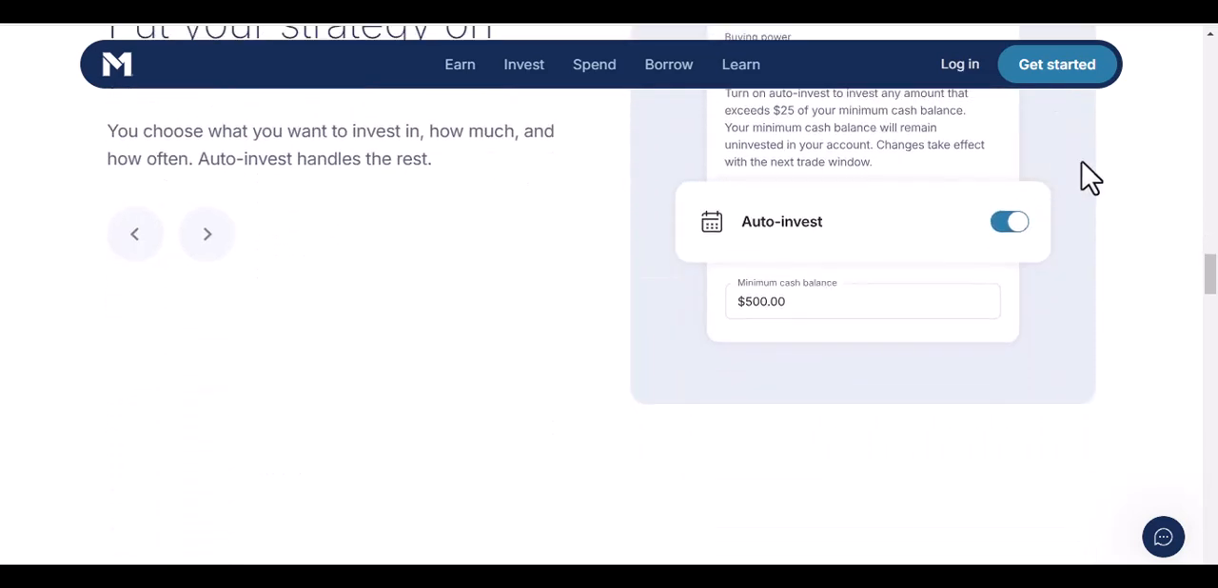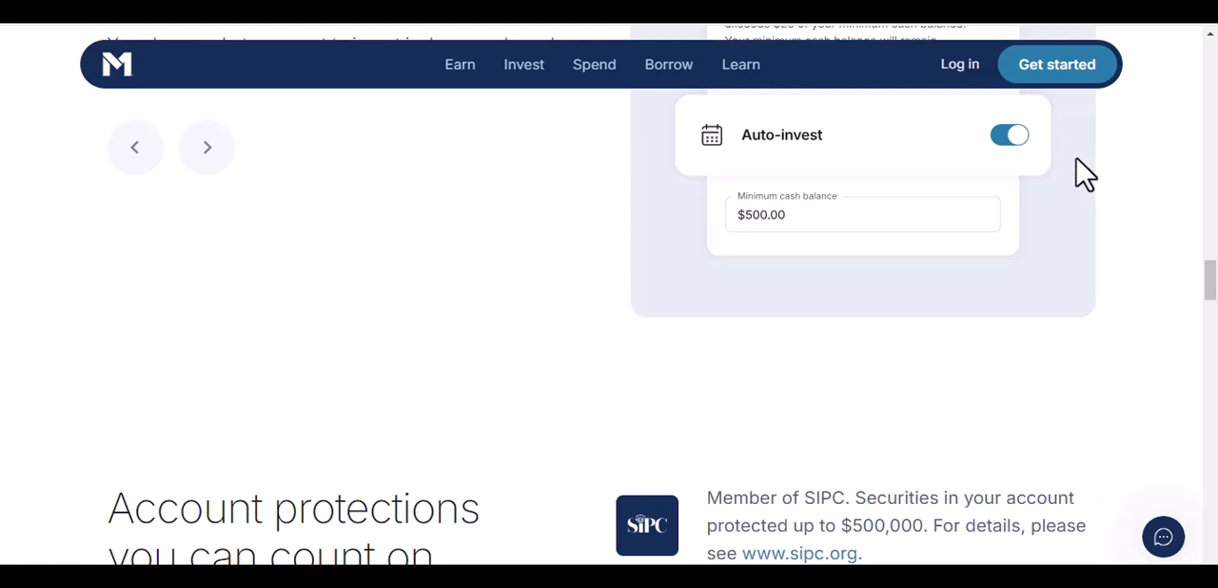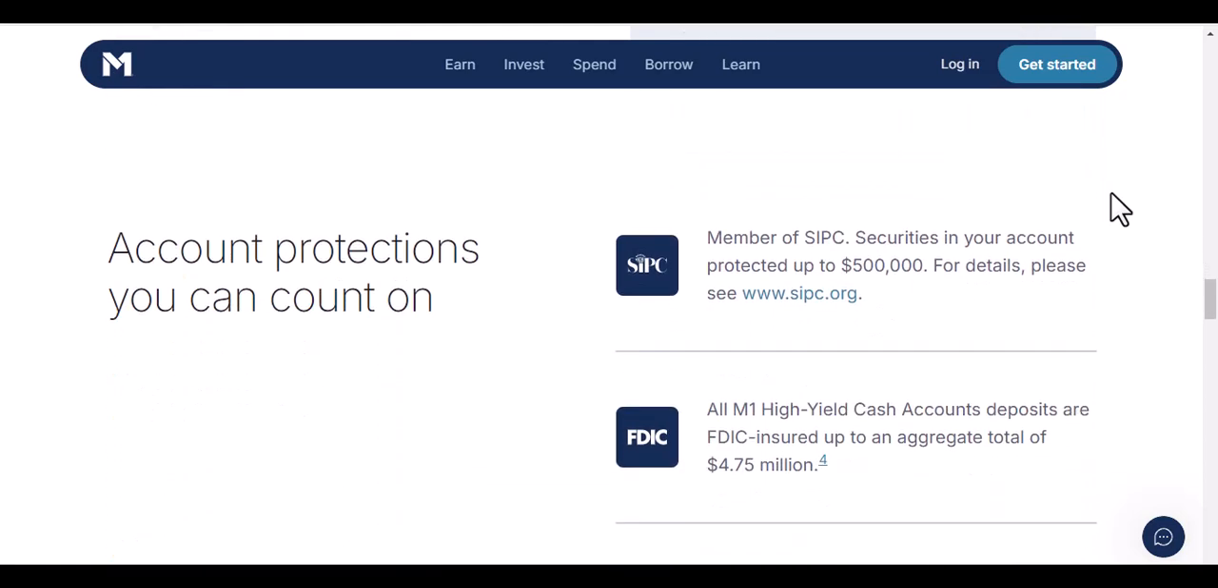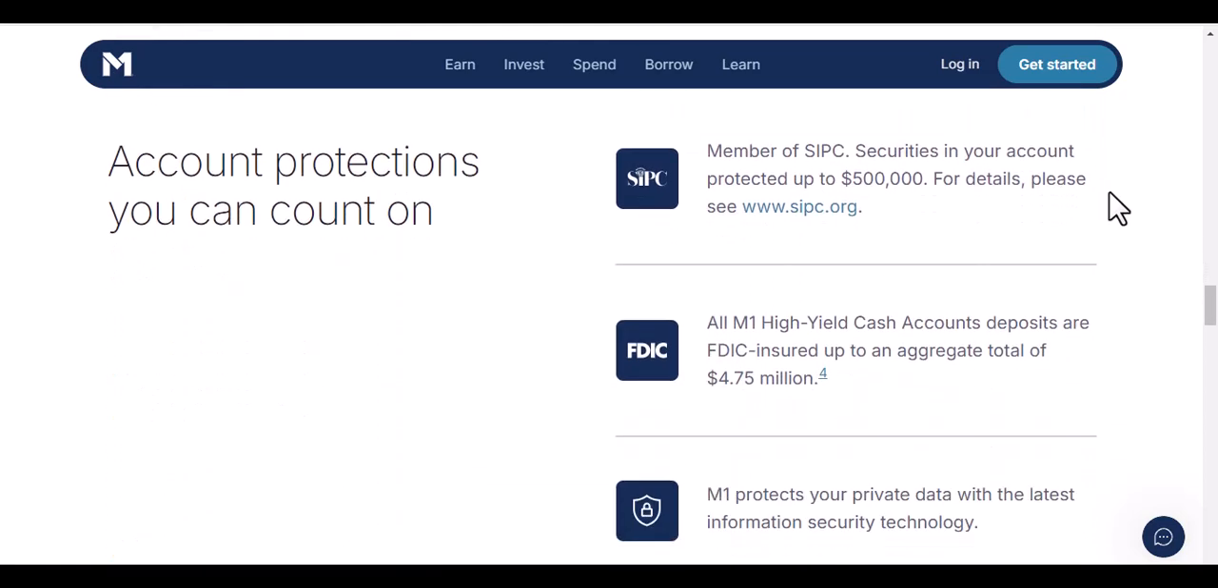Can you use M1 Finance if you're a U.S. citizen living abroad? This is where things get a little tricky. While you might still have a U.S. passport, your eligibility depends on your residency and tax status. If you maintain a U.S. address and continue to file U.S. taxes, you might be able to use M1 Finance. However, if you've completely severed your ties with the U.S., established residency in another country, and are no longer filing U.S. taxes, you'll likely run into issues.